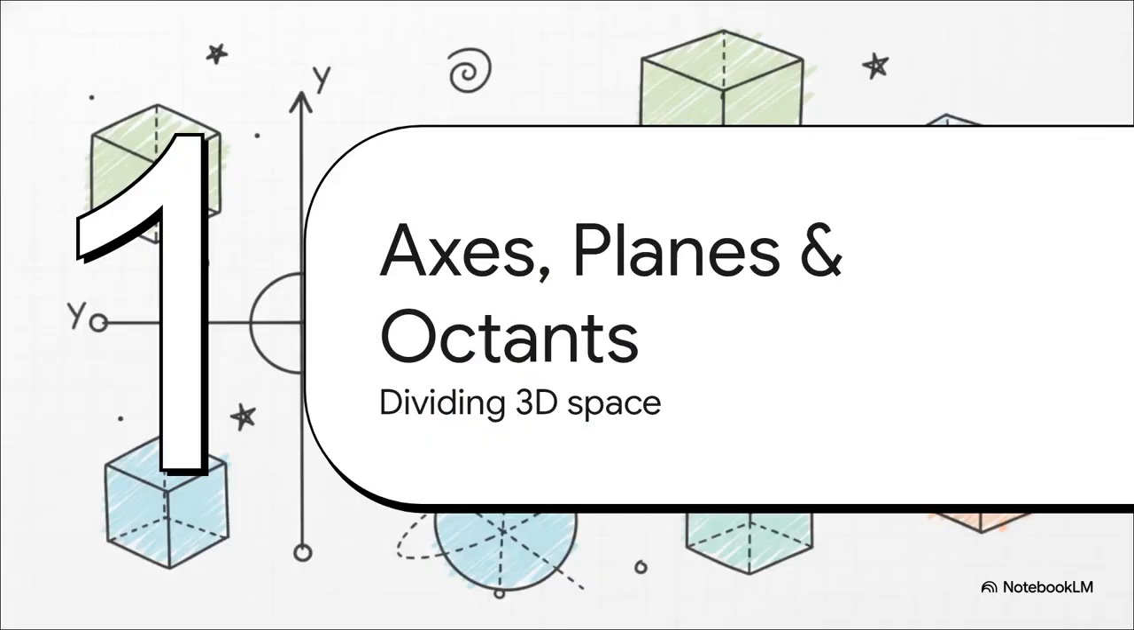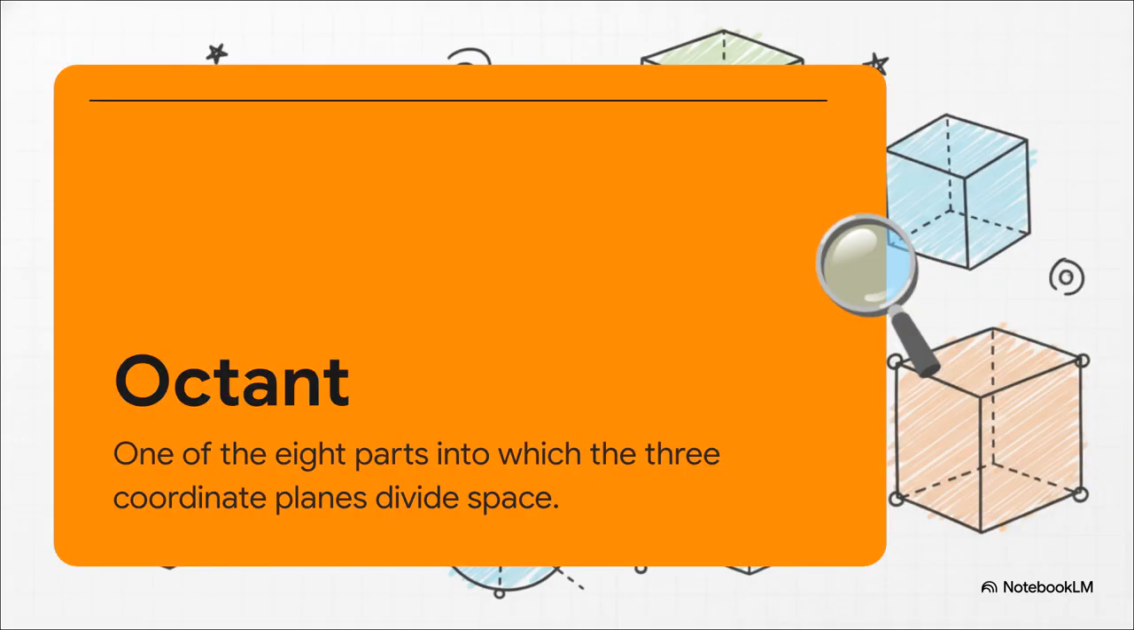Moving on to section 2. Axes, planes, and octants. Now, let's formalize that room analogy we just talked about. You likely already know all about the 4 quadrants in 2D space. But when we bring in the z-plane, creating the xy, yz, and zx coordinate planes, those intersecting planes actually slice the space into 8 separate parts, and we call these 8 parts octants.